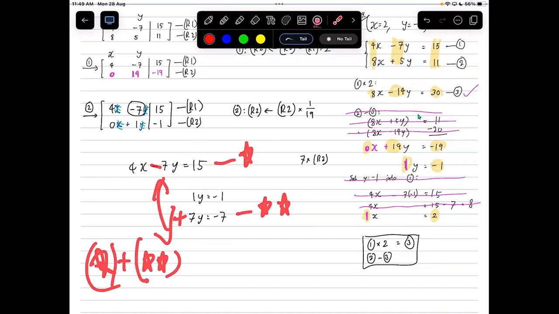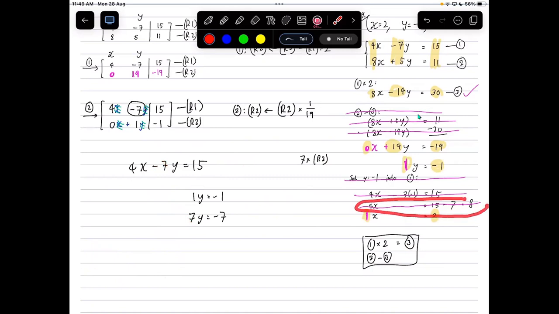Okay. This will give you what? 4x minus 7y plus 7y. So the 7y's will cancel away. And 15 plus negative 7. That will give you 8. But that's exactly the same as this working over here. Do you see that?